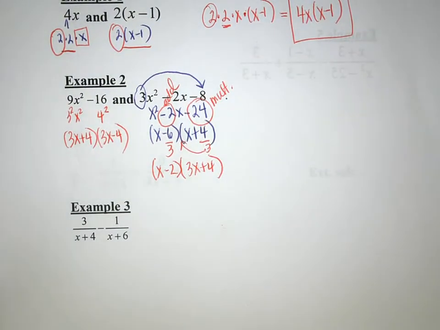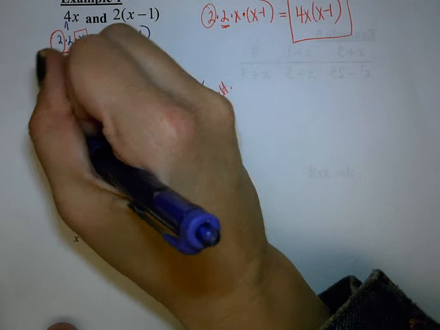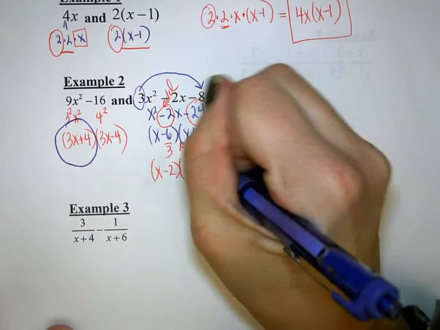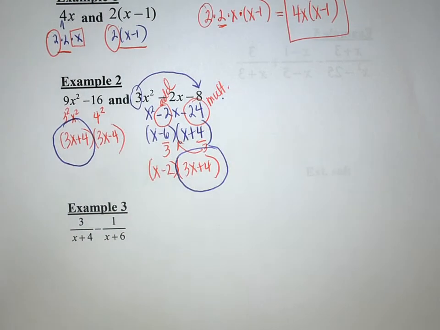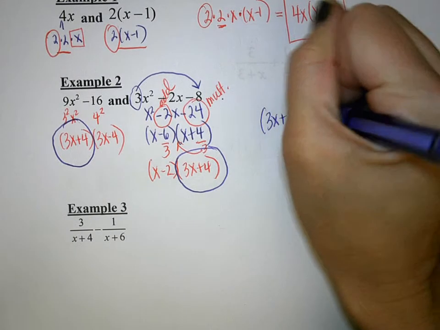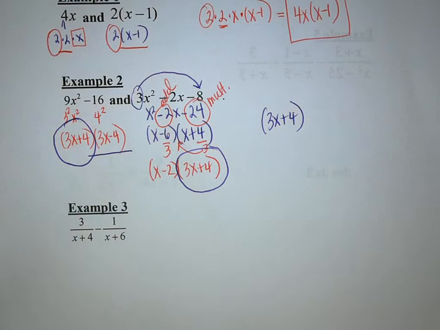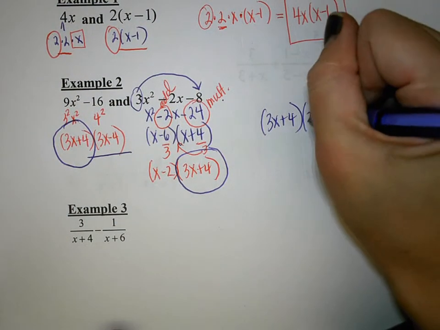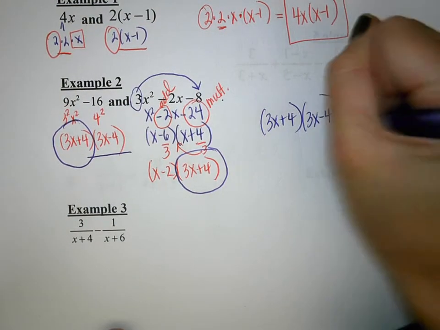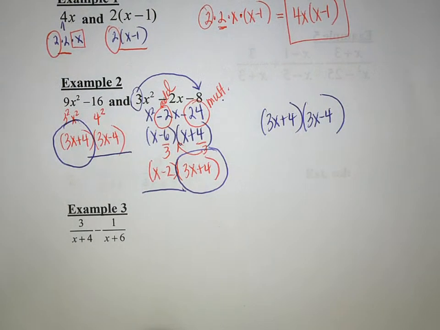Okay. So looking at these two terms, do they have anything that is the same? 3x plus 4. Very good. So 3x plus 4, I only have to write that once because they both have that in common. Okay? Do they have 3x minus 4 in common? No, but we still have to write that. Anything that they don't have in common, you also have to write. And then I also need to write the x minus 2.